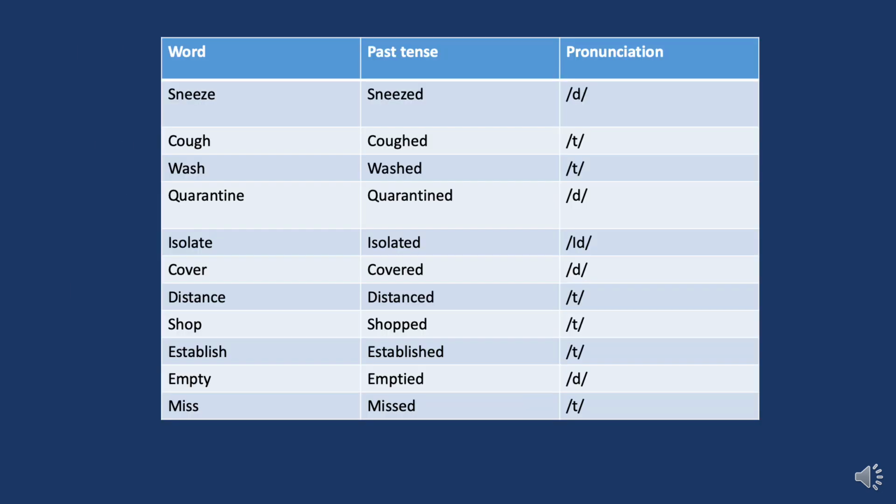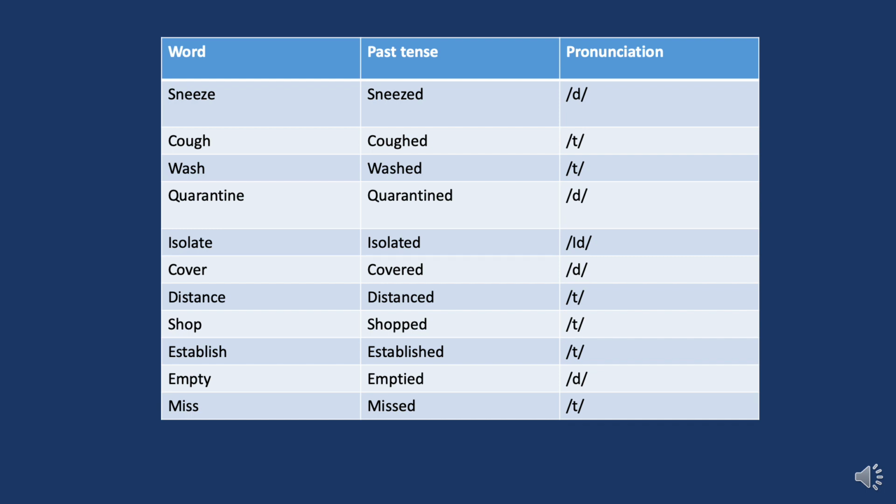Let's go over these. The first word I gave you was sneeze, so feel the end word. The ending sound is z, sneeze. So if you remember, put your finger up to your throat, and that is a voiced sound. It causes vibration there. So that means that the ending sound should be a D. The next verb is cough. So notice the last sound is an F sound. Is there a vibration in your throat? No. So the past tense, coughed, is pronounced with a T.